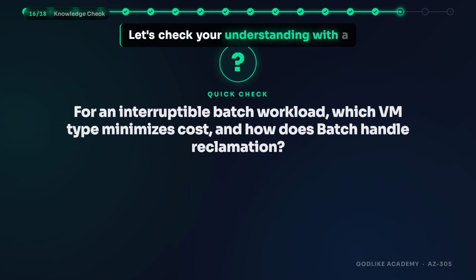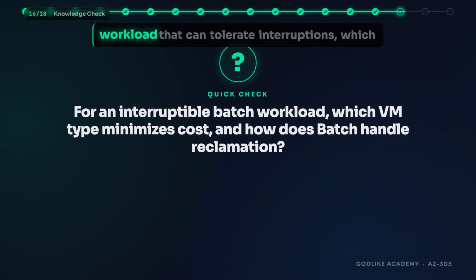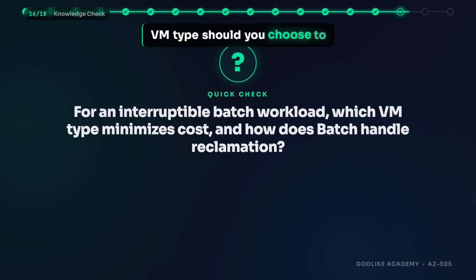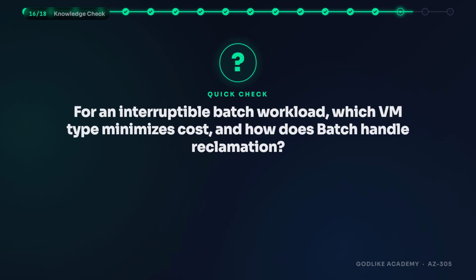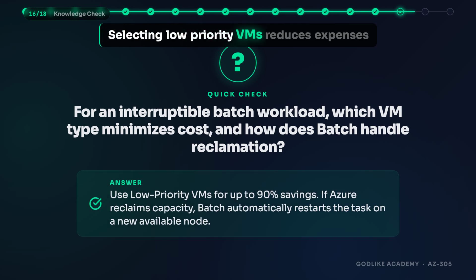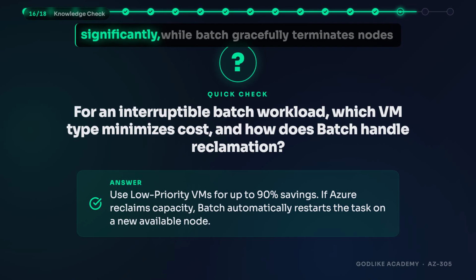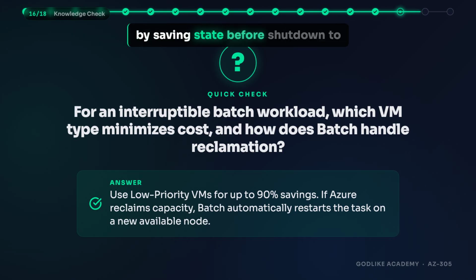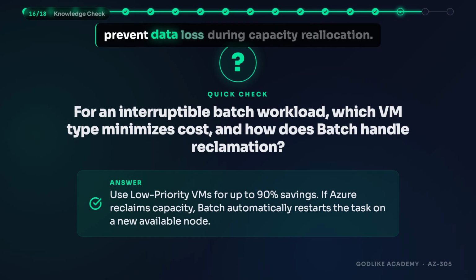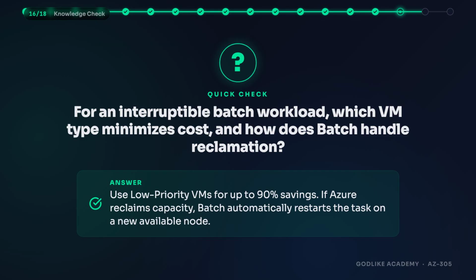Let's check your understanding with a practical scenario. You have a large-scale image processing workload that can tolerate interruptions. Which VM type should you choose to minimize costs, and how does batch handle node reclamation? Selecting low-priority VMs reduces expenses significantly, while batch gracefully terminates nodes by saving state before shutdown to prevent data loss during capacity reallocation.